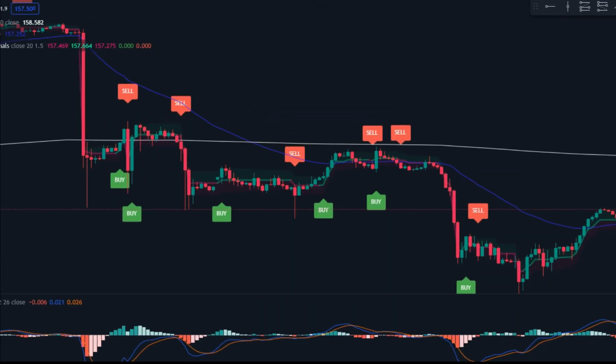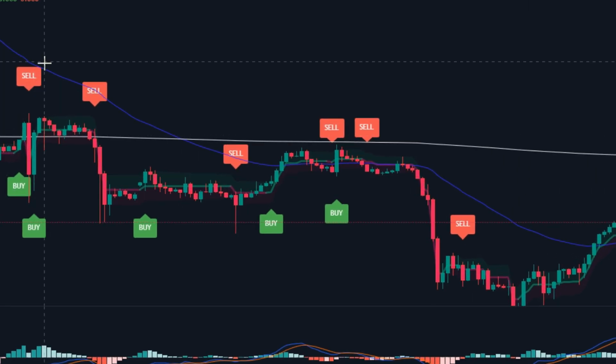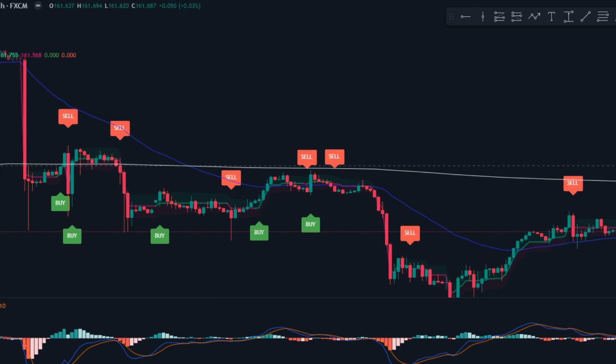Now the last bit is about the reversal pattern. Whenever you see that the 50 EMA has crossed the 200 EMA from the top, and it is staying under the 200 EMA, that means the trend is almost reversing, or it has reversed. Again, nothing is 100% guaranteed, but it's one of the indications.